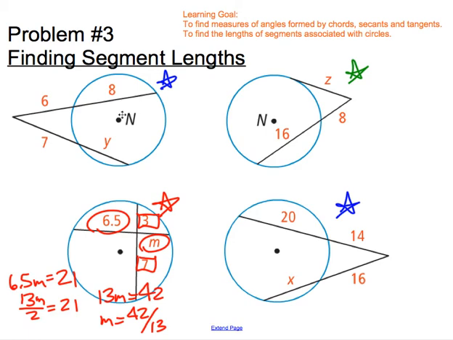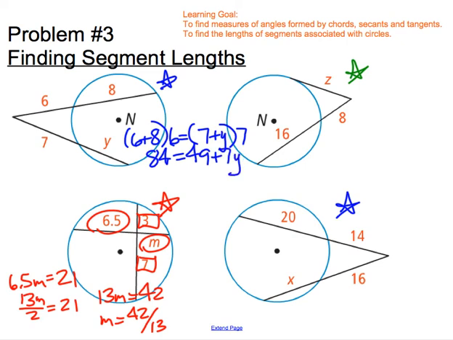The second type of problem I always remember as the sum of the two times the outside equals the sum of the two times the outside. So in this case, I would set this up as 6 plus 8 times the outside 6 equals 7 plus y times the outside 7. So 6 plus 8 is 14, and if we multiply that by 6, we get 84. And that's going to equal 49 plus 7 times y. And if we subtract 49 from both sides, we find that 35 equals 7y. And so y must equal 5.